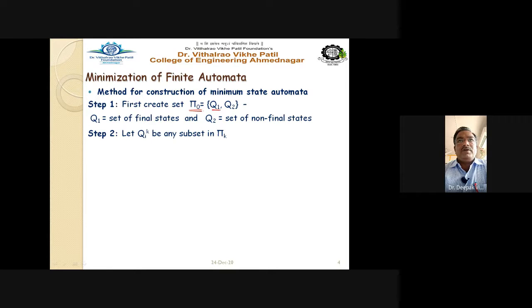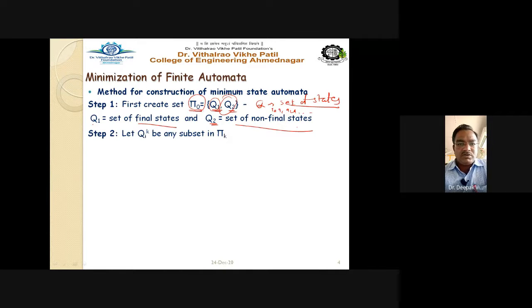So first we have to create the set called pi 0, which is equal to capital Q1, capital Q2. Capital Q is nothing but your set of states, which consists of small q0, q1, q2, q3, and so on. So you have to create pi 0 in such a way that it consists of Q1 and Q2. Now Q1 consists of the set of final states and Q2 consists of the set of non-final states.